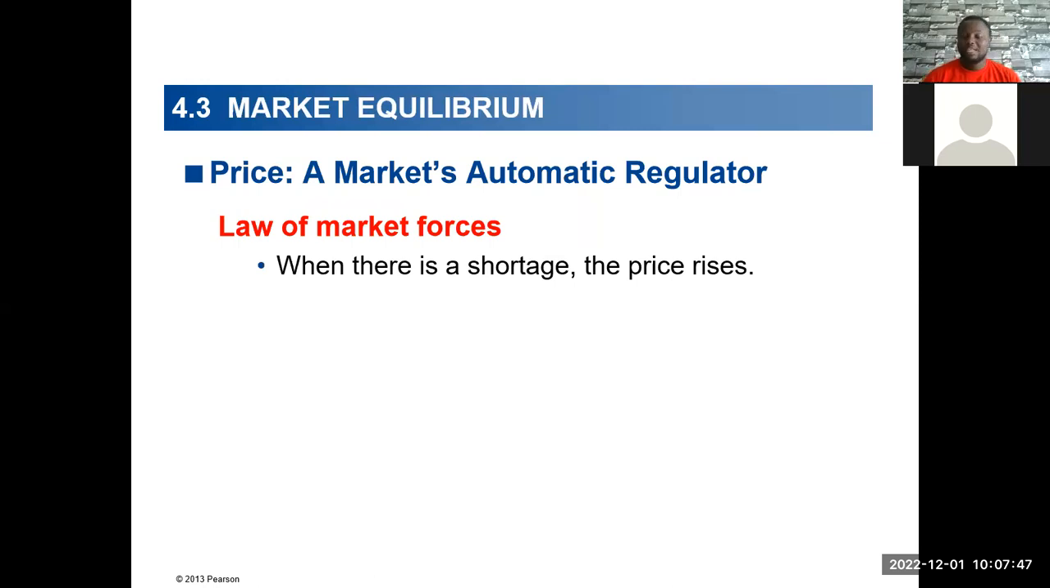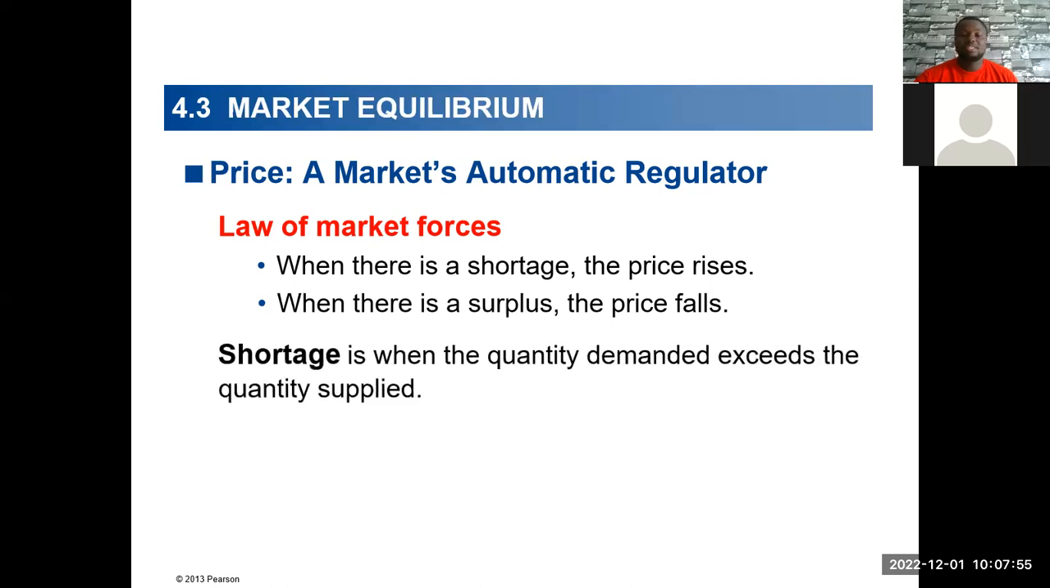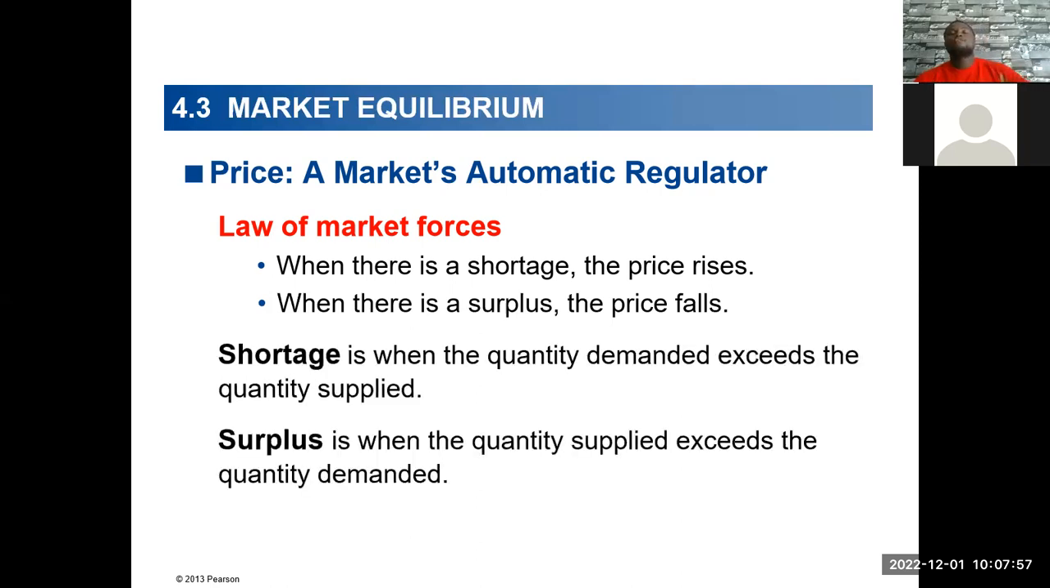Okay. And then whenever there's a surplus, price will fall. When do we have a surplus? When quantity supplied is more than quantity demanded. The sellers are offering more than what we want to buy. So what do they have to do? They have to reduce prices so that we buy it from them.